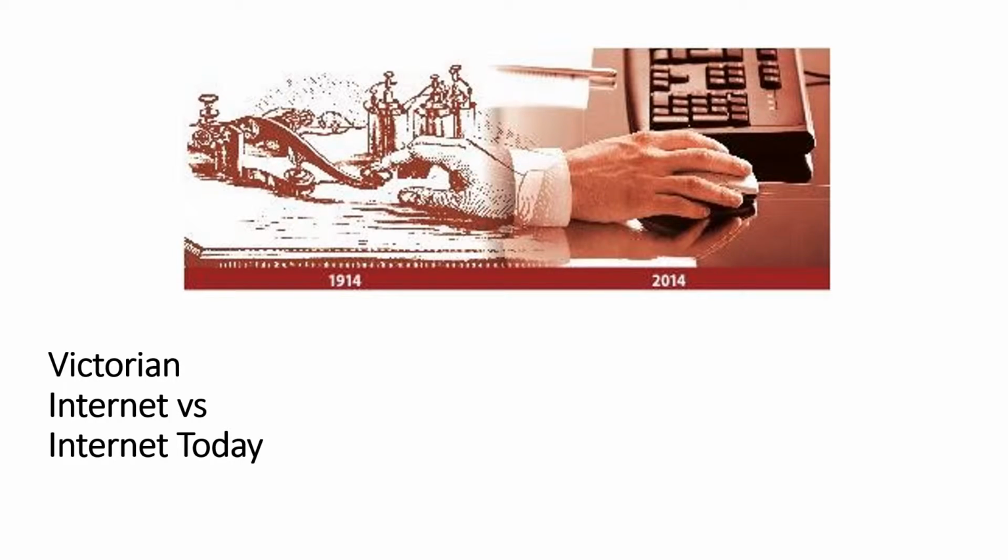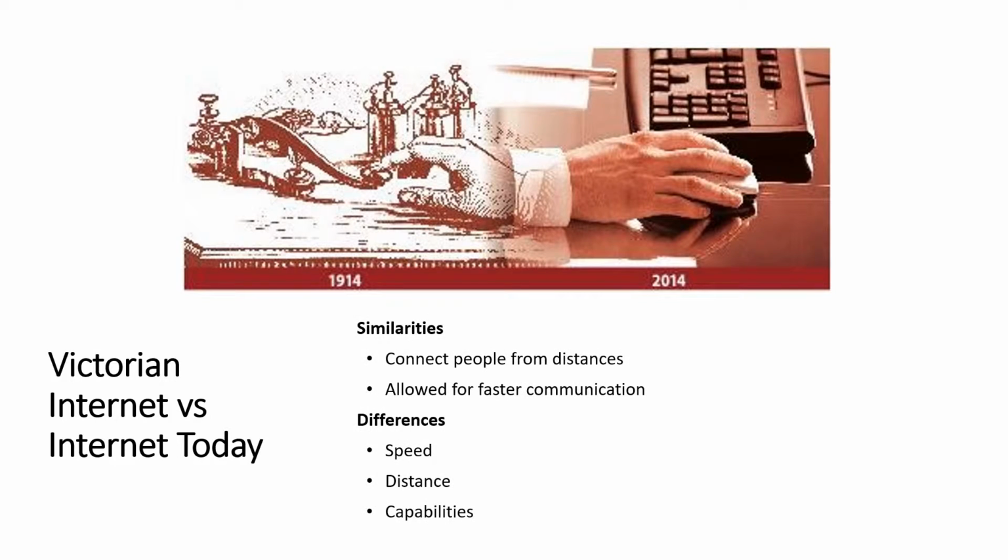The Victorian Internet paved the way for Internet communication to evolve into what it has evolved into today. There are many similarities between the two of them. For example, both exist for people to connect from great distances. They allow for faster communication, aid in business innovations and progress, and they are, and currently still are, a resource for the government. The major difference between the Victorian Internet and the Internet today is their speed, the distance, and the capabilities that each hold.